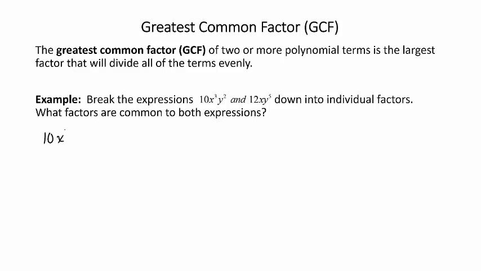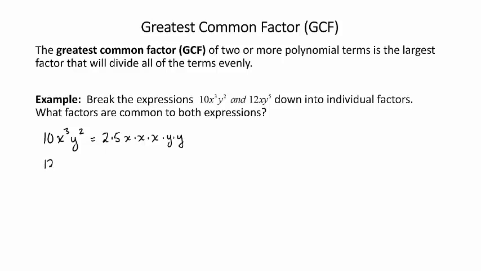So with 10x cubed y squared, I think of 10 as 2 times 5. 2 and 5 are both prime factors, so that's broken down nicely. And then we have x times x times x, which is x cubed. And for y squared, we're going to have y times y, right? Okay, so that's as far as we can break it down.